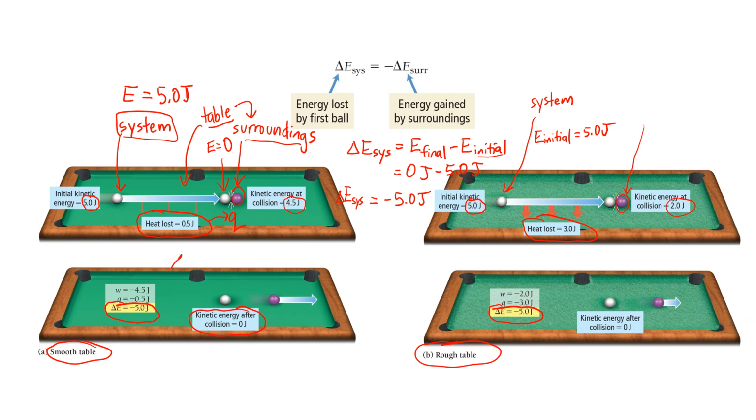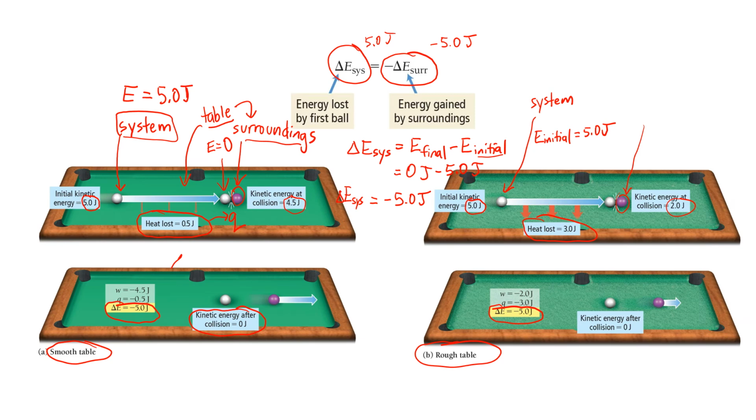All this is telling you is that whatever the system had, delta E of the system, is equal to the negative of the surroundings. Right? That makes sense. If the system started with 5 joules and it lost all its energy to the surroundings, it's negative 5 joules. Okay, this is an example of that.